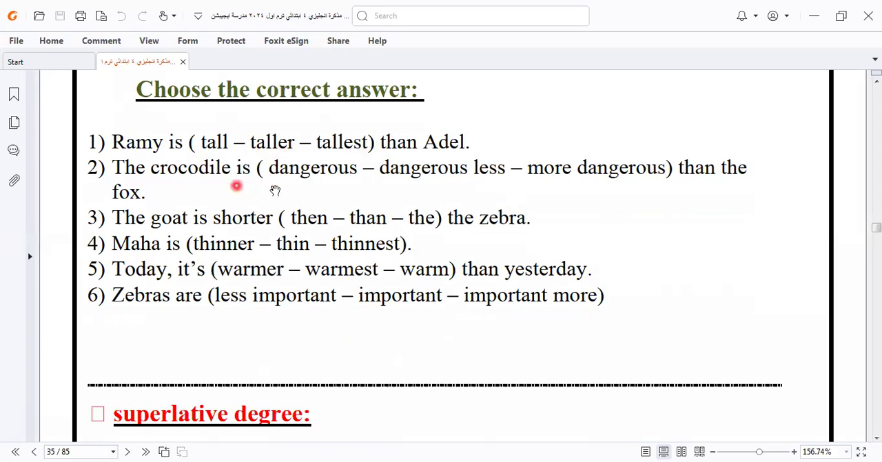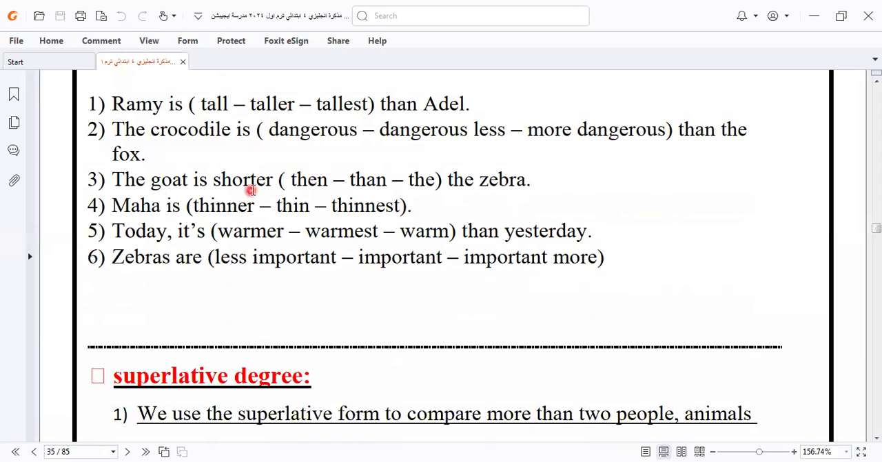The crocodile is more dangerous than. Here we have than, and dangerous is an adjective of two syllables or more, so I put more dangerous. The goat is shorter than the zebra. So here we have er, shorter than. This is written like this. Take care when you write it. This has one meaning and this is another meaning, so you must take care when selecting.